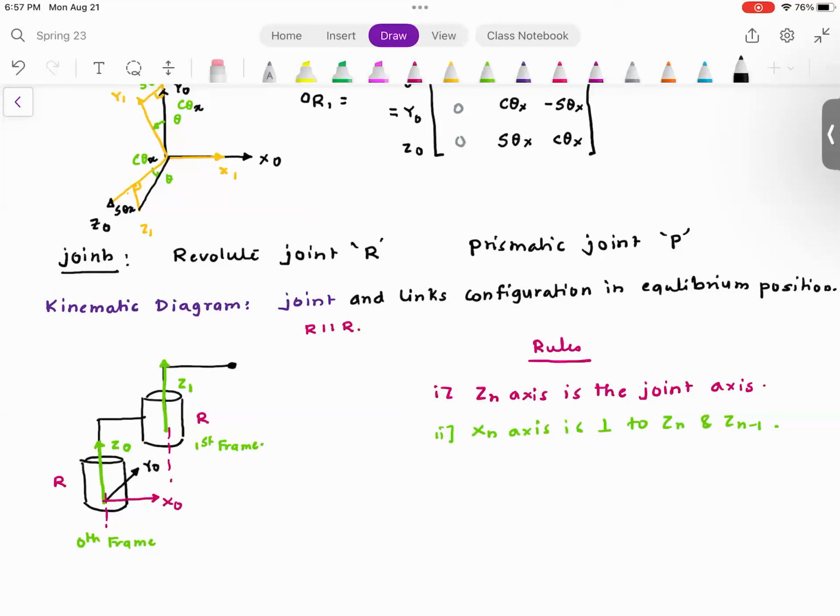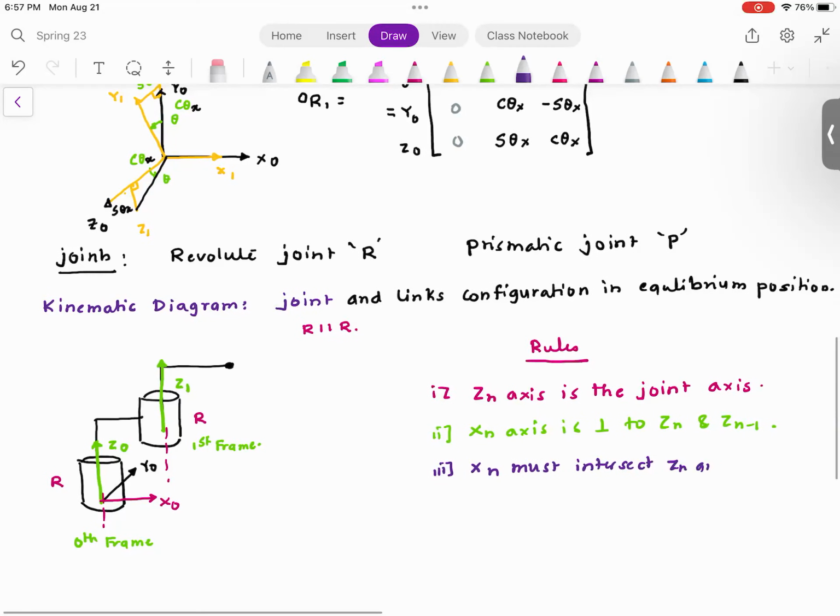I'll give you rule number 3: Xn must intersect Zn and Zn minus 1. So this is rule number 3. And the last rule is you have to use the right hand coordinate system.